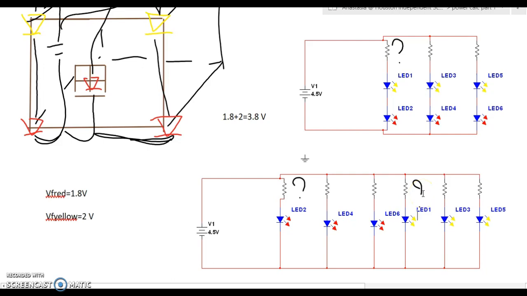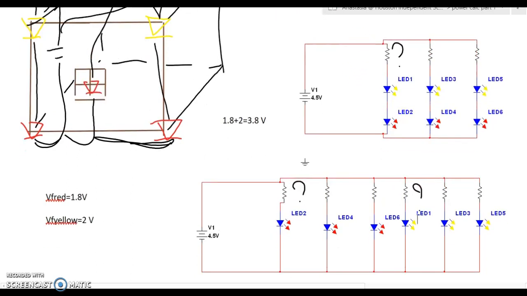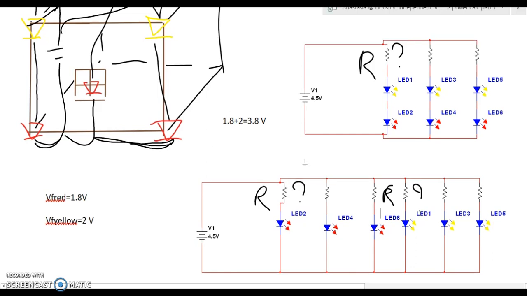So how do you do this? How do you find this resistance over here? Well, the same way you did it in your power calculations assignment. First you use your KVL. In this particular case, it's going to be voltage of the battery equals voltage of the resistor plus voltage of the red LED and voltage of the yellow LED.